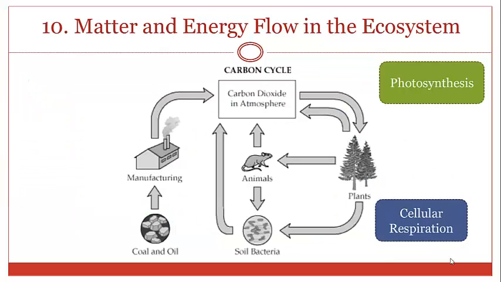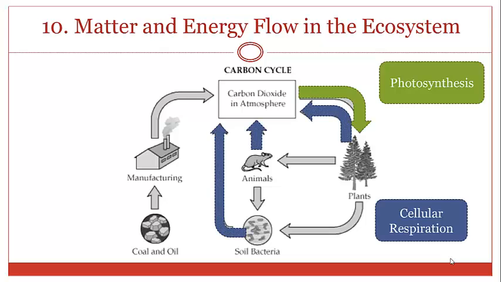The next question asks us to label photosynthesis and cellular respiration in this sample carbon cycle. So, photosynthesis is what's occurring whenever plants are taking carbon dioxide out of the atmosphere and using it to generate sugars. In blue, we have cellular respiration. So plants do this, animals do this, the bacteria in the soil do this. This all breaks down sugars to produce carbon dioxide, which goes into the atmosphere.